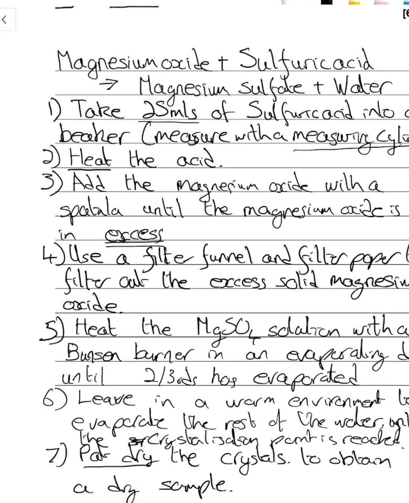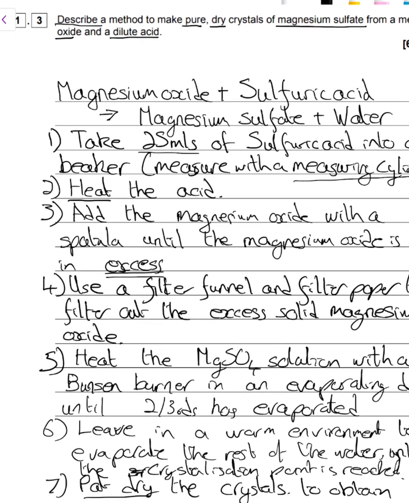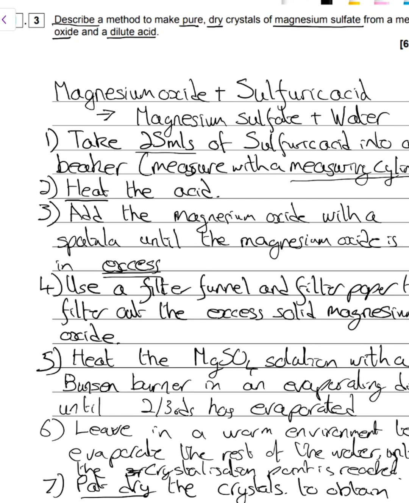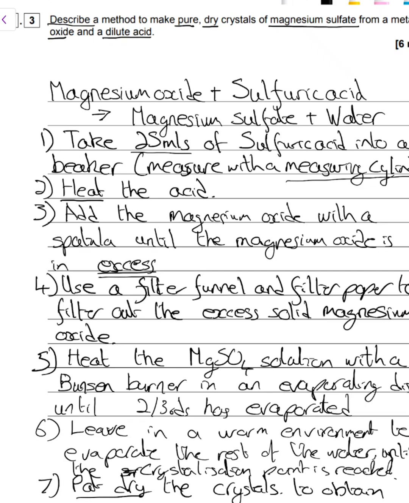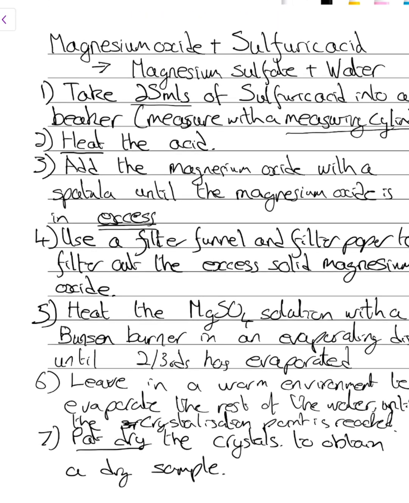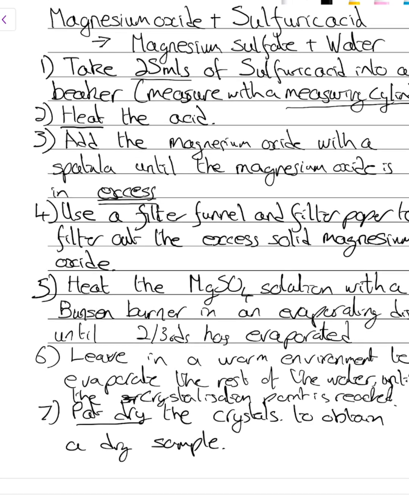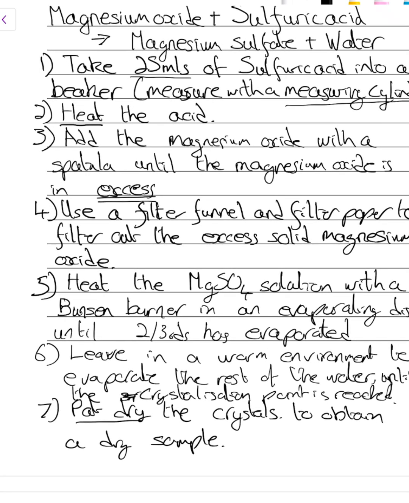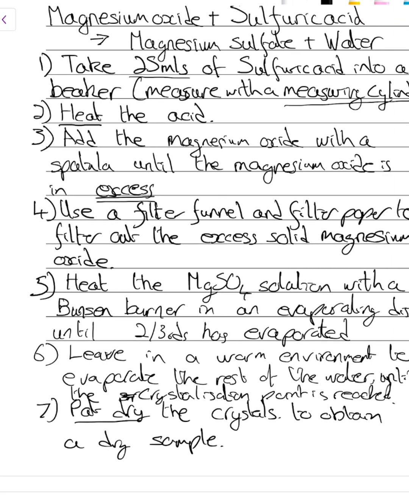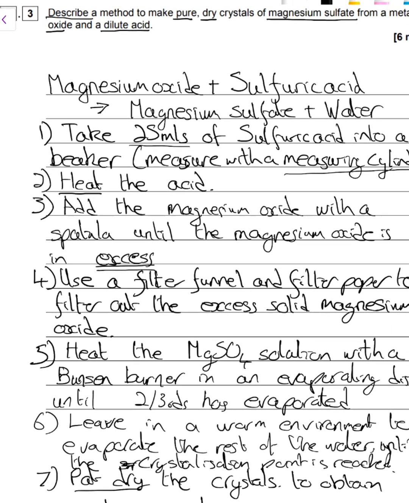Okay, importantly, we've identified the two things we need to react together, the magnesium oxide and the sulfuric acid. We've gone through the main steps, the adding the two together, the adding it to excess, the filtering to remove the solid, the heating to evaporate the water, and patting dry the crystals to obtain a dry sample. So that's a good 6-mark answer to that question.